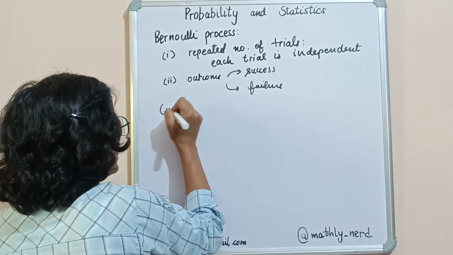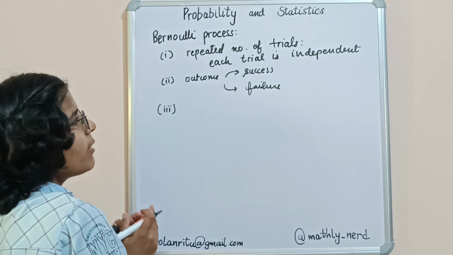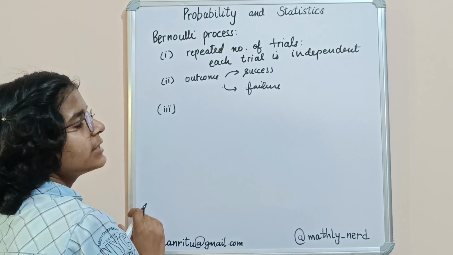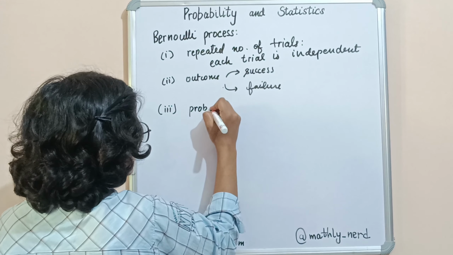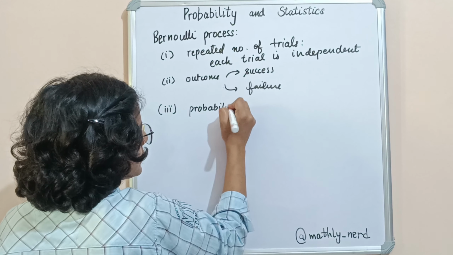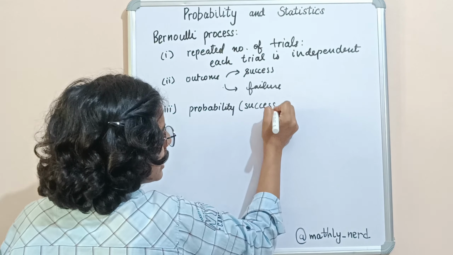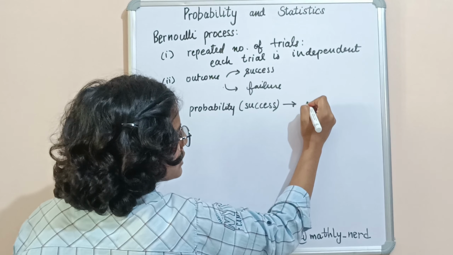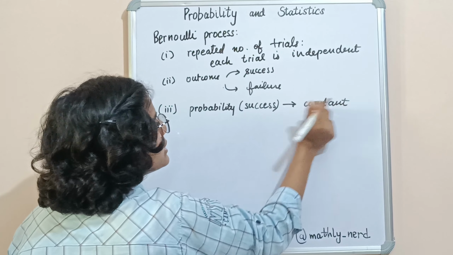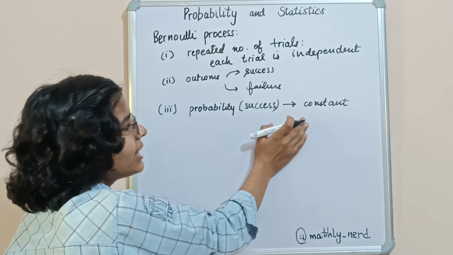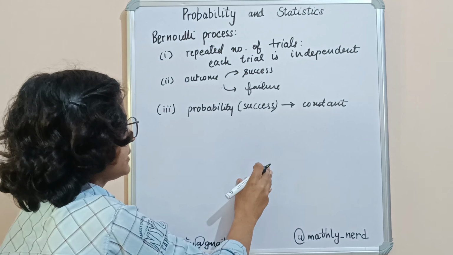And third property is in each trial probability of success is constant. That means it doesn't change for any trial. In each trial you have same probability to get a success.